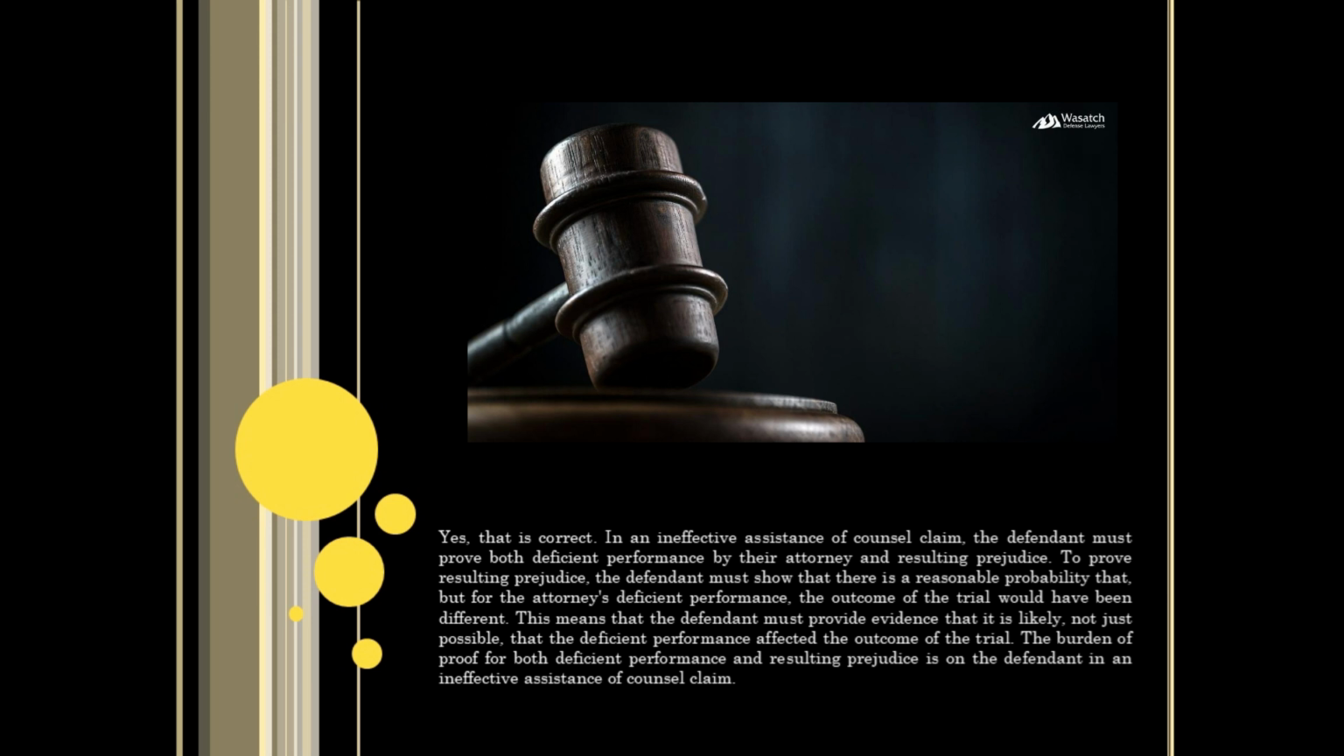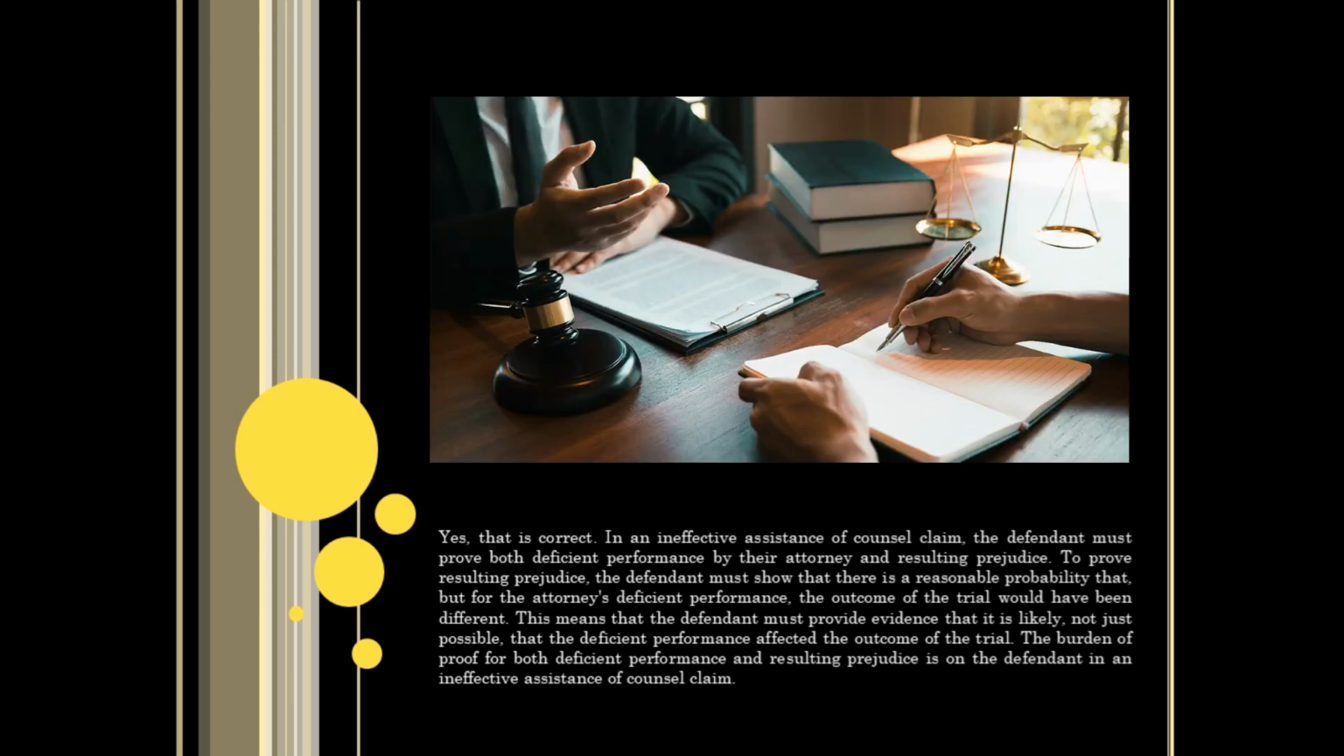Yes, that is correct. In an ineffective assistance of counsel claim, the defendant must prove both deficient performance by their attorney and resulting prejudice. To prove resulting prejudice, the defendant must show that there is a reasonable probability that, but for the attorney's deficient performance, the outcome of the trial would have been different. This means that the defendant must provide evidence that it is likely, not just possible, that the deficient performance affected the outcome of the trial. The burden of proof for both deficient performance and resulting prejudice is on the defendant in an ineffective assistance of counsel claim.